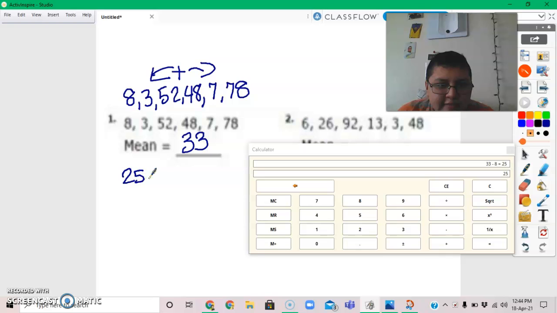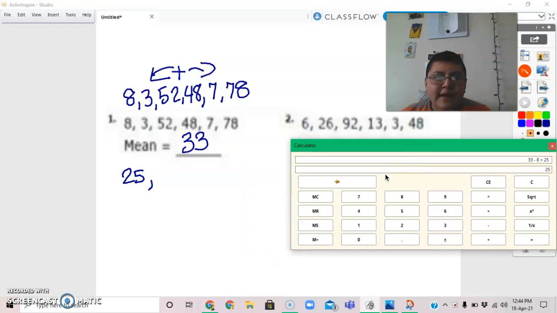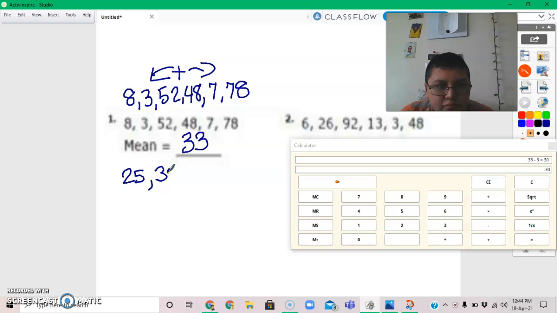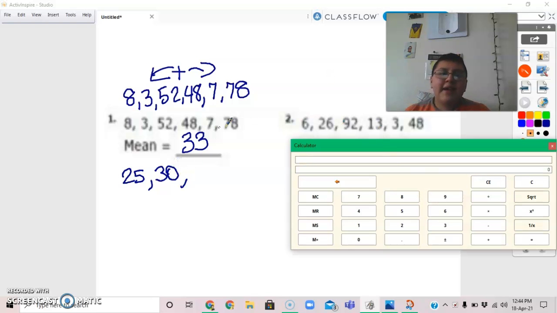And as I said, since we're going to do this, we're going to create a new set of numbers. It's going to be 25. Now 33 plus 3. I believe that should be easy, like 30. Yep, I was right, 30. Now, since 52 is a big number, we're going to subtract 33 from 52 instead of 33 minus 52, because that'll give us a negative number. So that is going to equal 19.